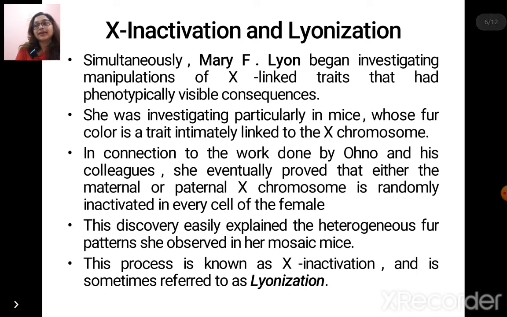X inactivation and lionization. Simultaneously, Mary Lyon began investigating manipulation of X-linked traits that had phenotypically visible consequences. She was investigating particularly in mice, whose fur color is a trait intimately linked to the X chromosome. In connection to the work done by Ono and his colleagues, she eventually proved that either the maternal or paternal X chromosome is randomly inactivated in every cell of the female. This discovery easily explained the heterogeneous fur pattern she observed in her mosaic mice. This process is known as X inactivation and is sometimes referred to as lionization after her name.